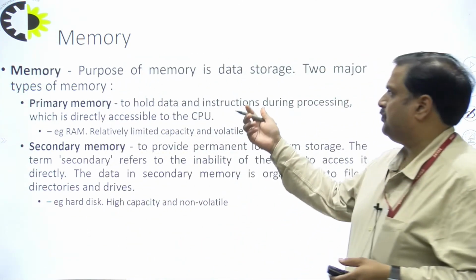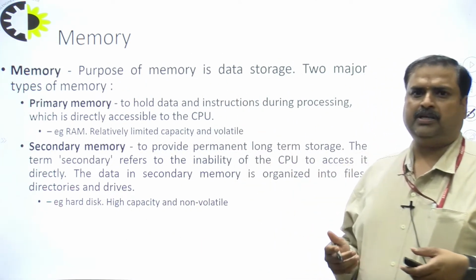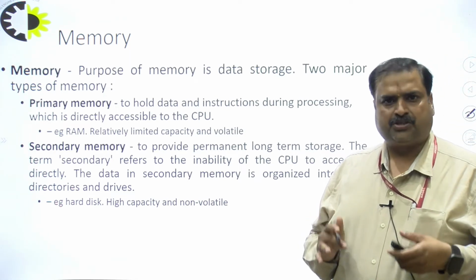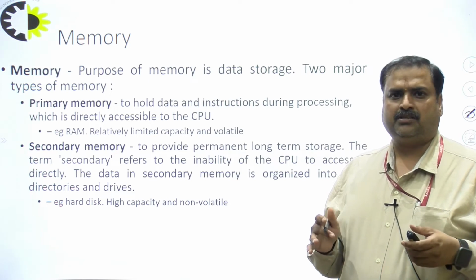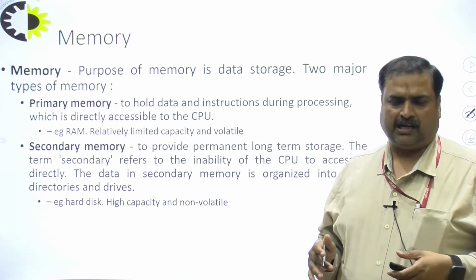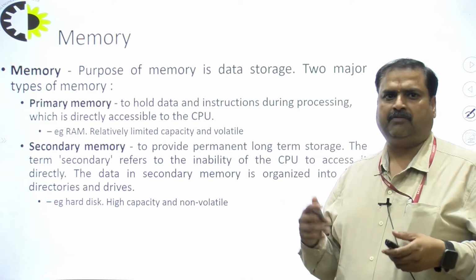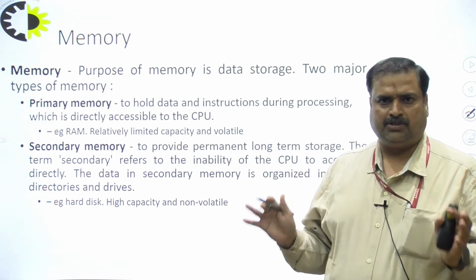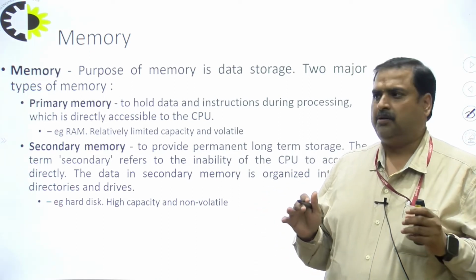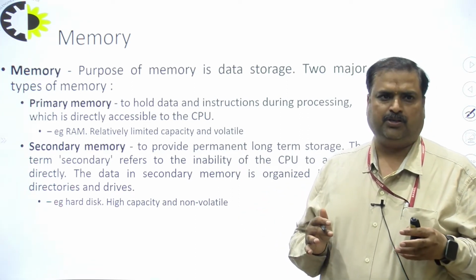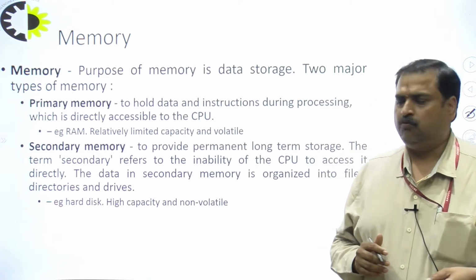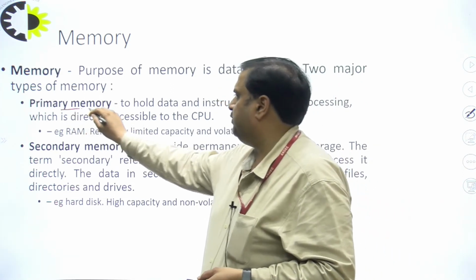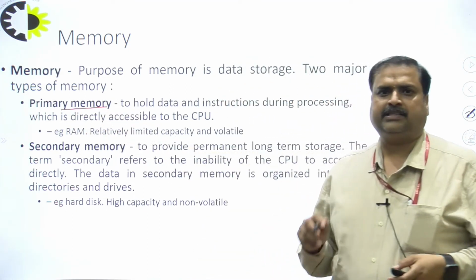The main purpose of memory is data storage. It also stores the instructions, and these instructions are used to perform a particular task. They will be executed by the system and data will be used. To store these data and instructions, there are basically two types of memory used in a computer system. One is primary memory, and another is secondary memory.